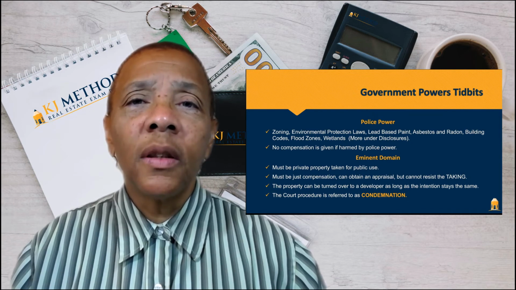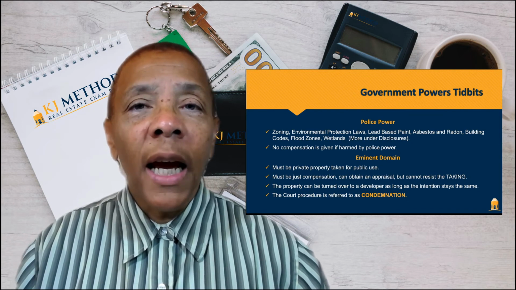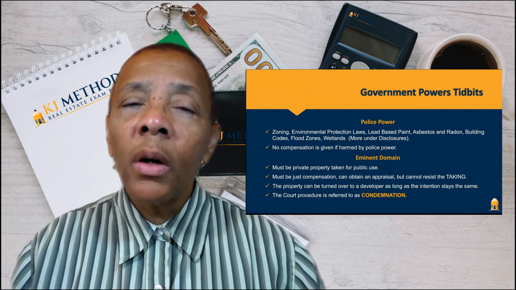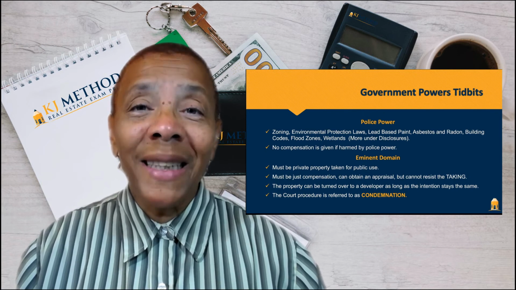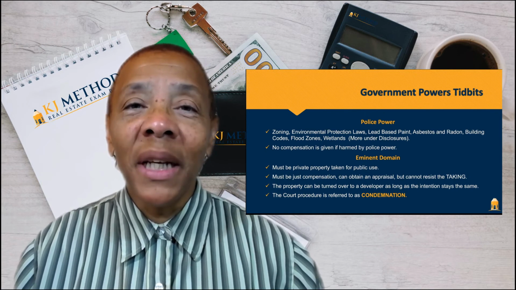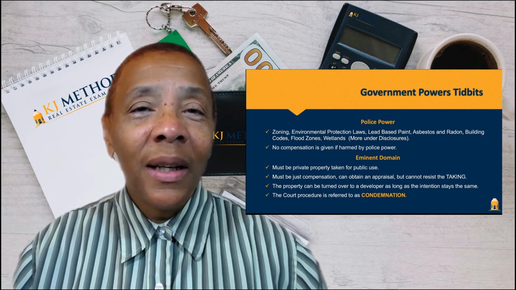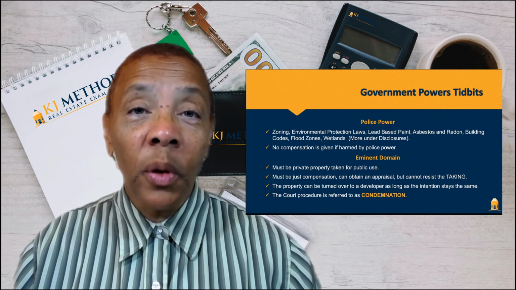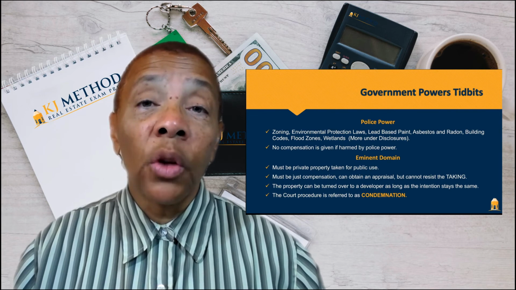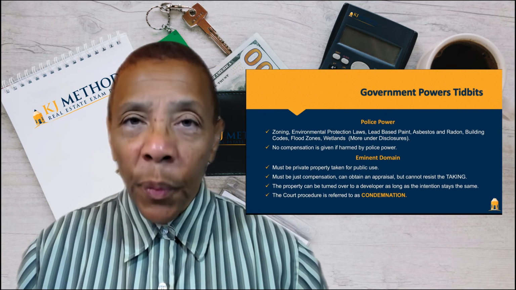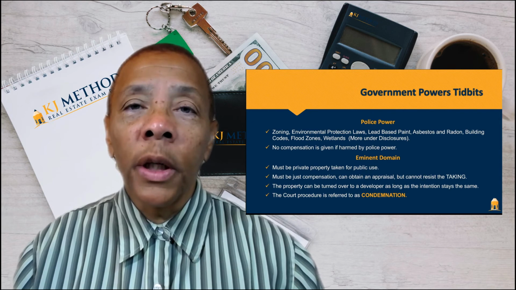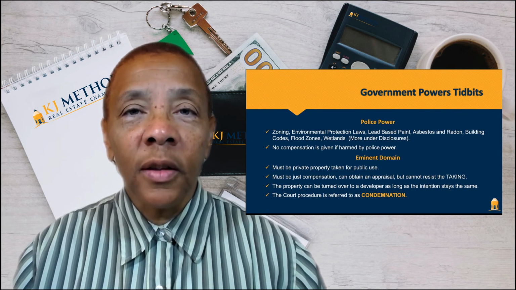And then the last thing, you may see this term on your test, condemnation. What is the difference between eminent domain and condemnation? Well, eminent domain is the government's right to take the property. Condemnation is the procedure that they would use to take the property. It's splitting hairs for your purposes, but just know if you see eminent domain, condemnation, we're pretty much talking about the same thing. One is the right, one is the process.